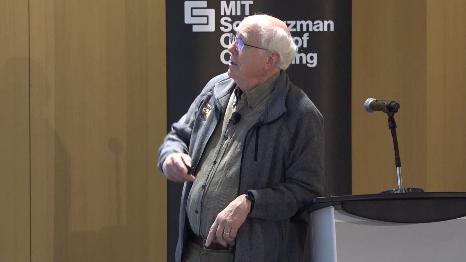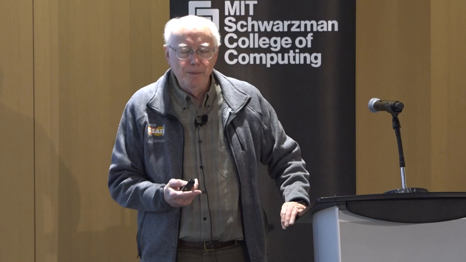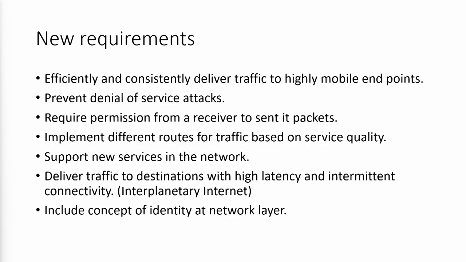So when we talked about, 3 minutes. My clock says 3 minutes. When we started the future internet architecture, you could sort out the various schemes by what their highest priority requirement was. I'll just put down the list here. How do you deal with highly mobile endpoints that are constantly changing their address? That's a hard, interesting problem. We didn't think about it in the 70s. How do you prevent denial of service attacks where you round up a few 100,000 bots and then all flood a machine? Okay. Maybe you should require permission from a receiver before you can send it packets. That's an interesting idea. That's not the way the internet works.